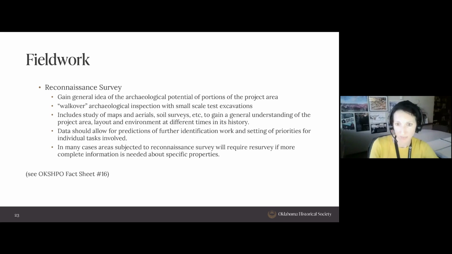Your data should allow for predictions of further identification work. The data that you are acquiring through this reconnaissance survey should allow for predictions of further identification work and for setting priorities for individual tasks involved. And in many cases, this reconnaissance survey may not be sufficient for the entire project needs. Resurvey may be required if complete information is needed about specific properties.